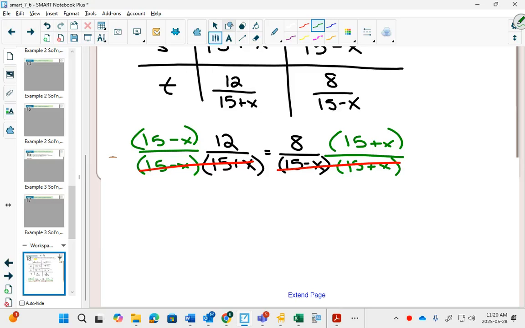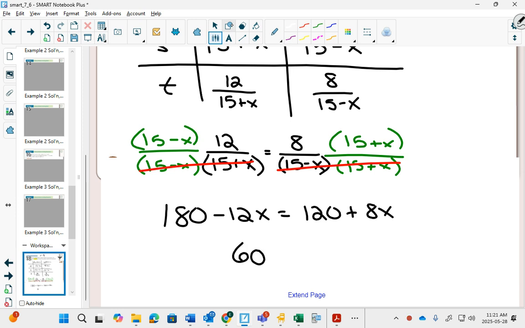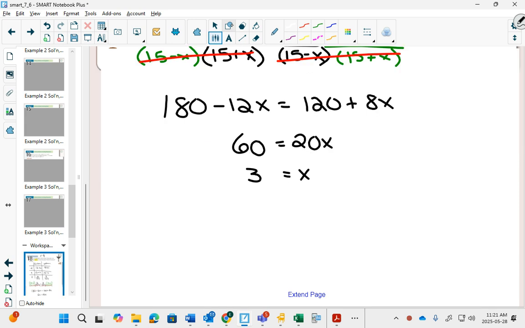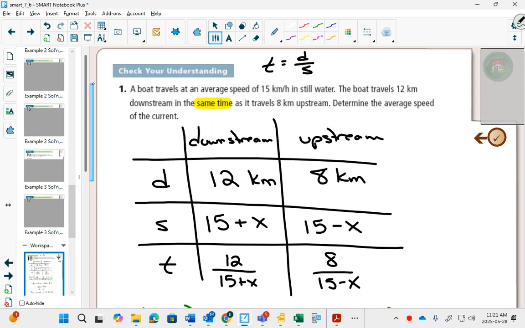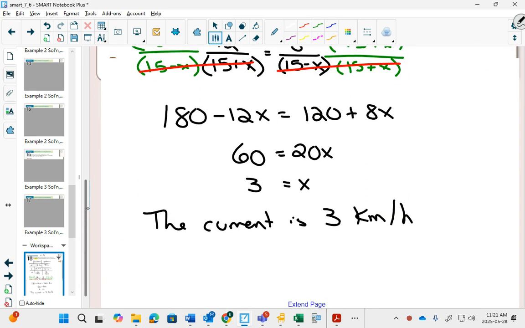So if I multiply these out, 12 times 15, that's 180. 180 minus 12x equals 120 plus 8x. And combine my like terms, so I'll put 120 on this side, will give me 60, add 12 to that side, will give me 20x, divide. Because it's a word problem, make sure we include our units, double check, was it kilometers per hour, not meters per second? It was kilometers per hour. So the current is 3 kilometers per hour.